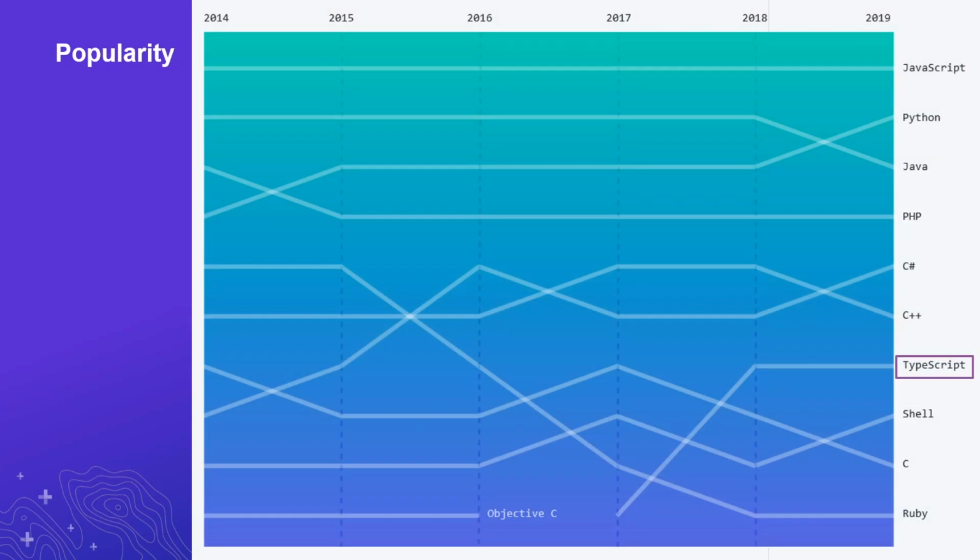The GitHub State of the Octoverse yearly analysis from 2019 also showed TypeScript is quite popular in terms of number of repositories stored in GitHub. You can see here its popularity gained a lot of ground in 2018 and continued through 2019.